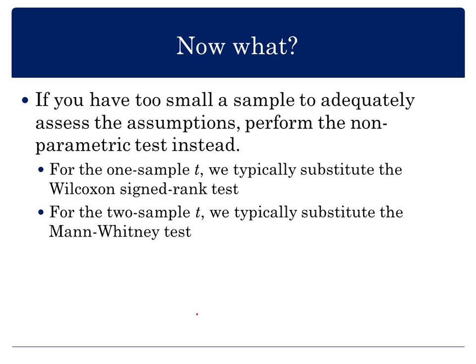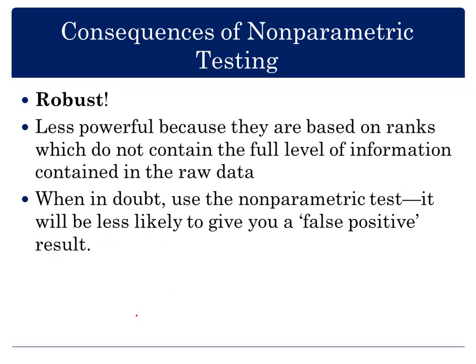For the one sample t, if we're doing a non-parametric test, we've already talked about the Wilcoxon signed rank test. For the two sample t, you can use what's called a Mann-Whitney test. All they're doing is stripping the raw values from the data and substituting ranks for those. The consequence of using non-parametric results is that you get a robust result, but they are less powerful because you're stripping information from the data.